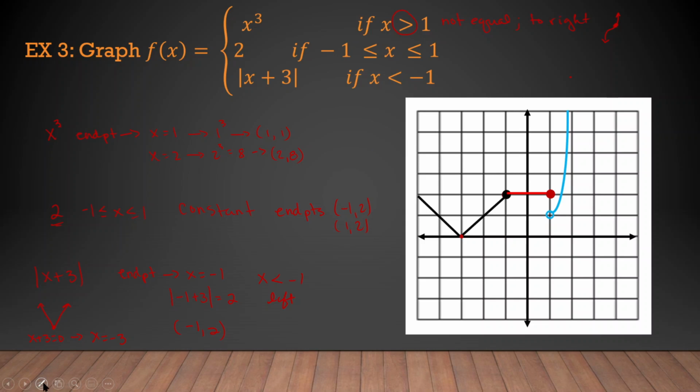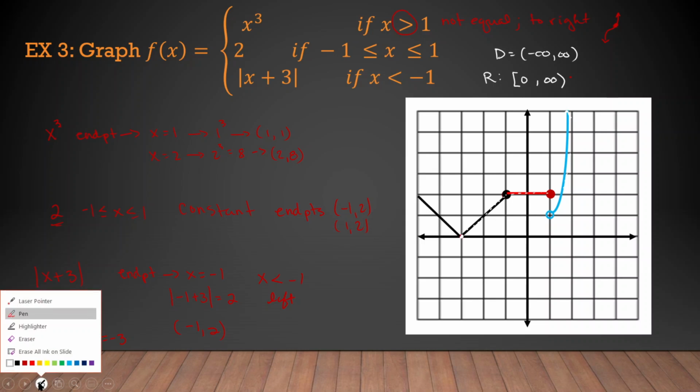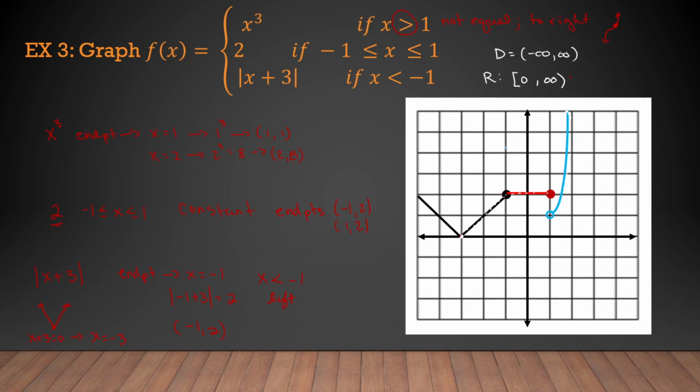Now for this function, my domain is still all reals. The range, let's look, the bottom point is right here. So the range is going to start at 0 and include that. And it goes up, and it keeps going up. So it's going to include everything because this is going to keep going on this end here.